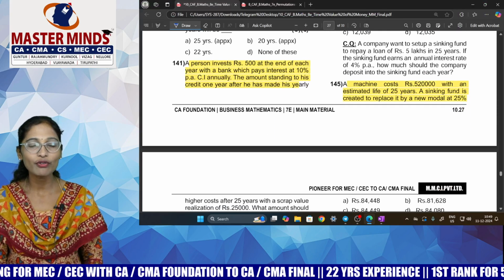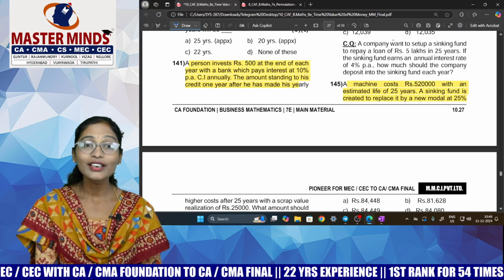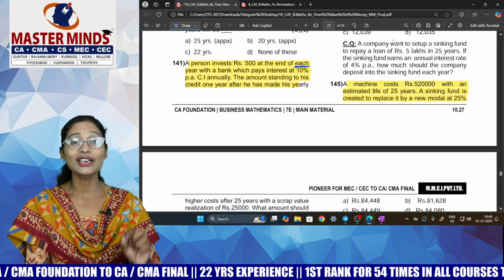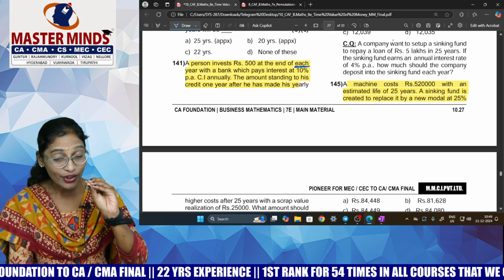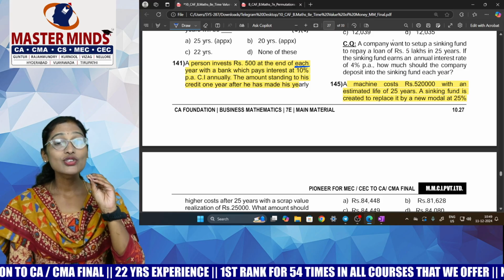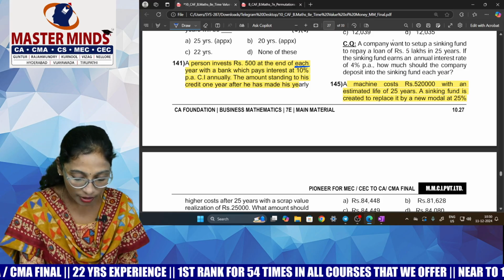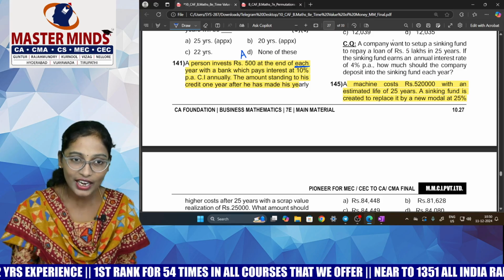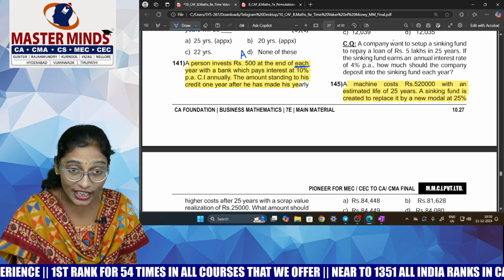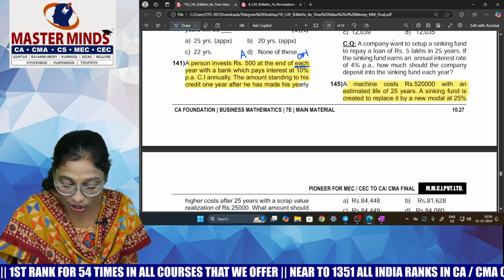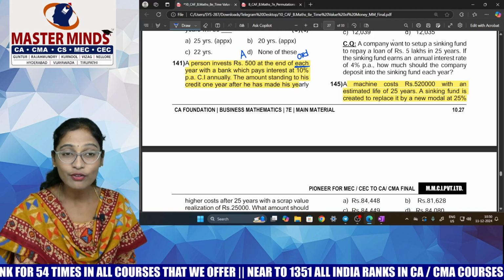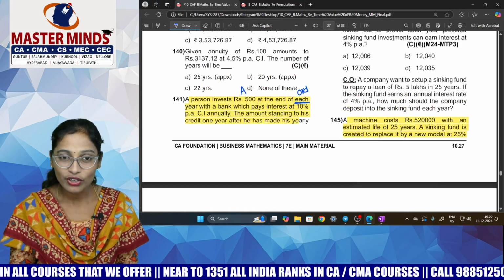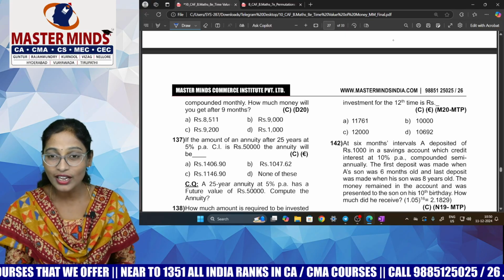The next MCQ is 141. A person invests 500 at the end of each year. Try to understand: he is going to invest 500 every year. It's not a single payment, it is a sequence of payments. A sequence of payments is called an annuity. So he is investing at the end of each year. What kind of annuity is it? Ordinary annuity. In a bank that pays at a rate of 10% compounded annually. The amount standing to his credit 1 year after he has made his yearly investment for the 12th time.